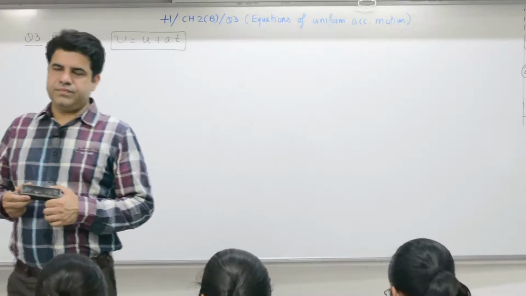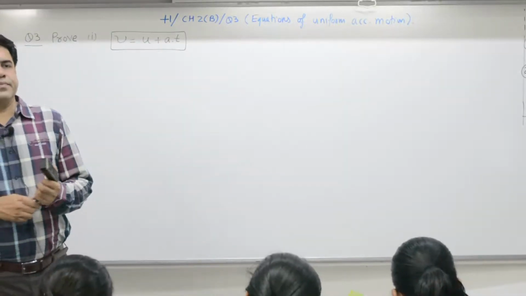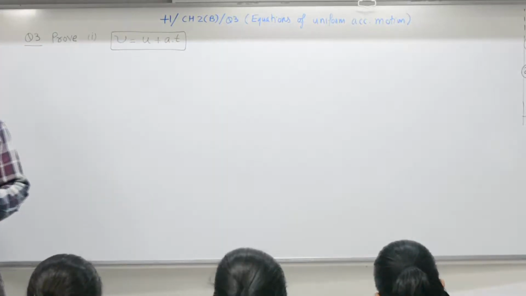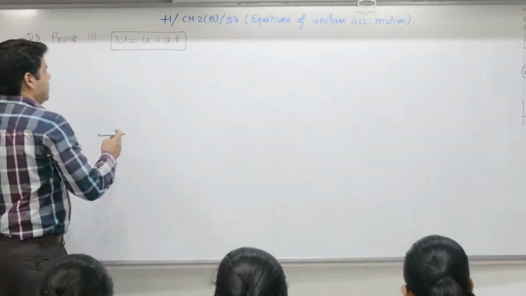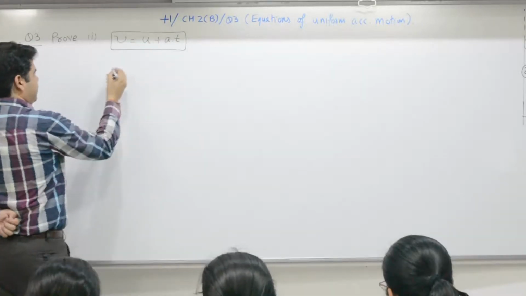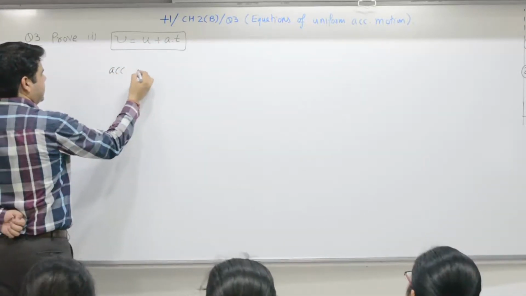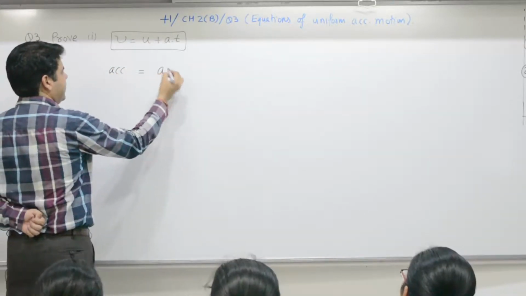Close the notes. When it is given uniformly accelerated motion, that means what? Acceleration is a constant. Let that constant be a.